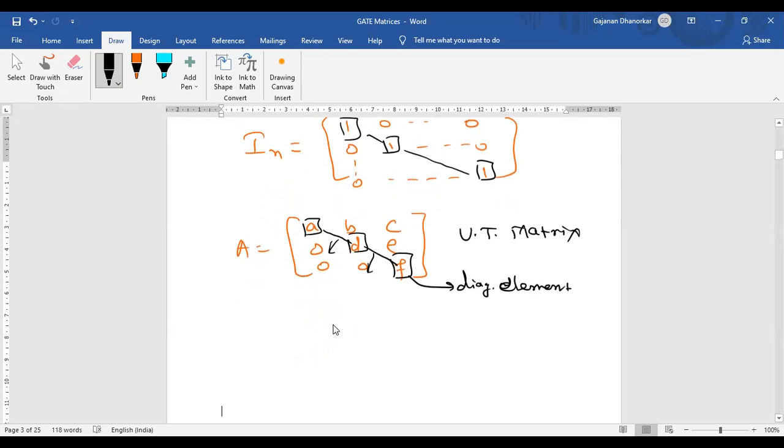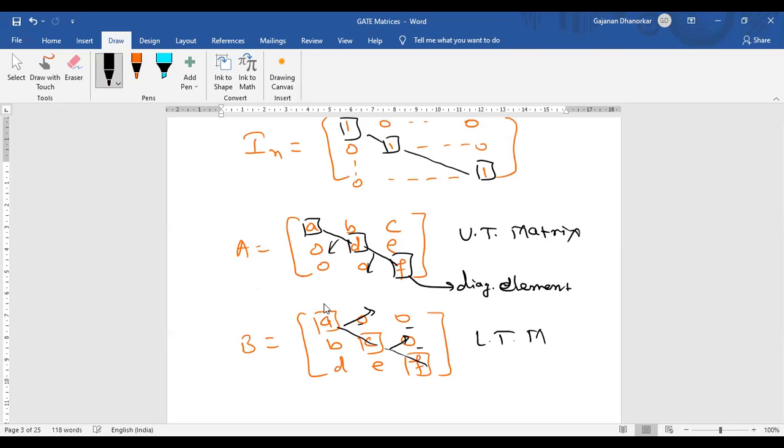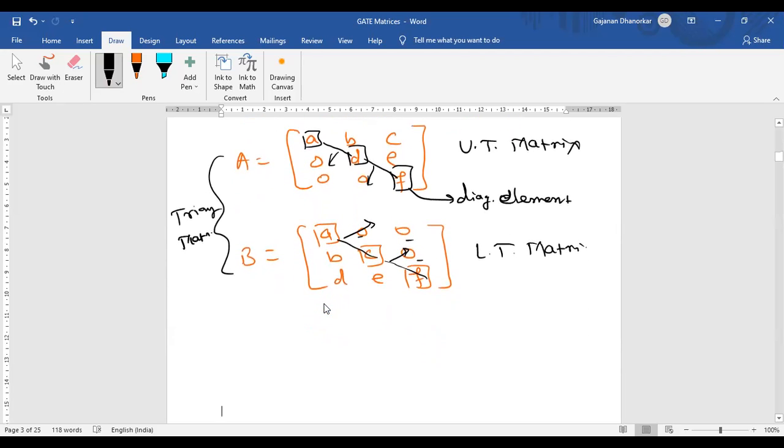Sometimes this may happen. I have one matrix B. In this B matrix, I will write A 0 0, B C 0, D E F. Again, these are the diagonal elements, and above these diagonal elements, all numbers are zero. Then we say that this is lower triangular. In both cases, this is called a triangular matrix, either upper triangular or lower triangular.